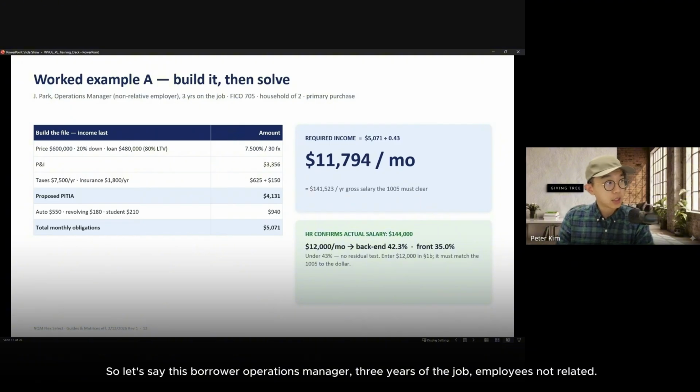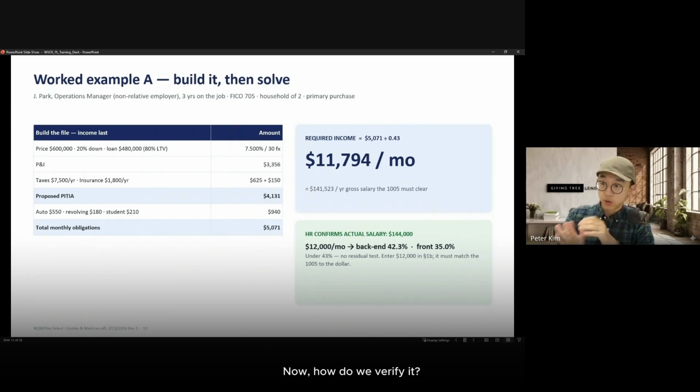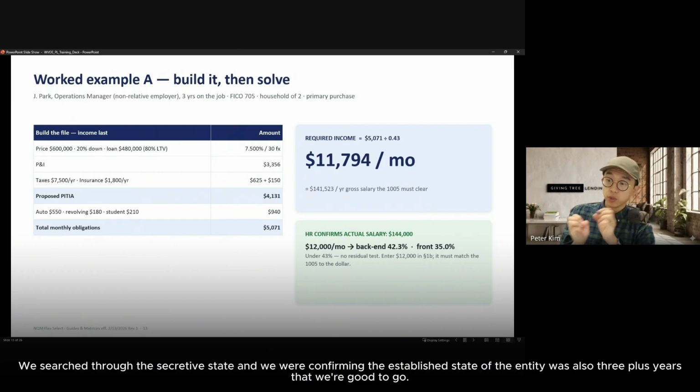So let's say this borrower is an operations manager, 3 years on the job, and the employer is not related. Now, how do we verify it? We receive the employment information. We search through the Secretary of State, and we confirm the established date of the entity was also 3+ years. Now we're good to go.